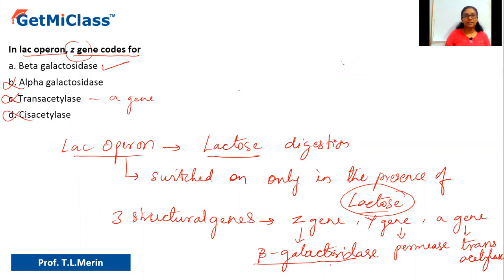So what is the correct answer? The correct answer for the question which says, in Lac Operon, Z gene codes for, is option A, that is beta galactosidase. So let us conclude, option A is the correct answer.